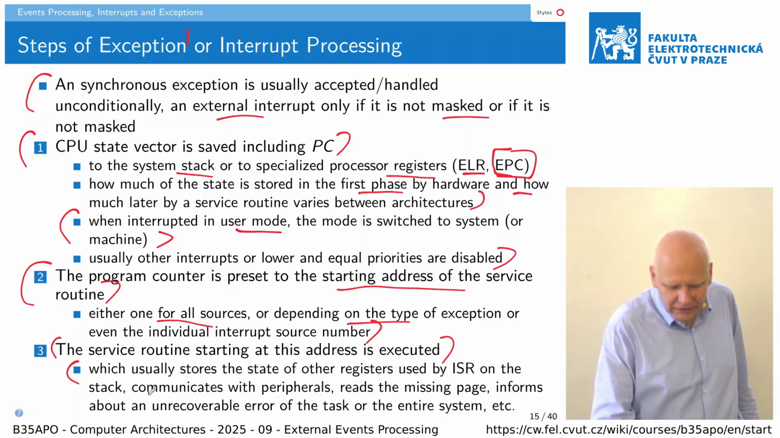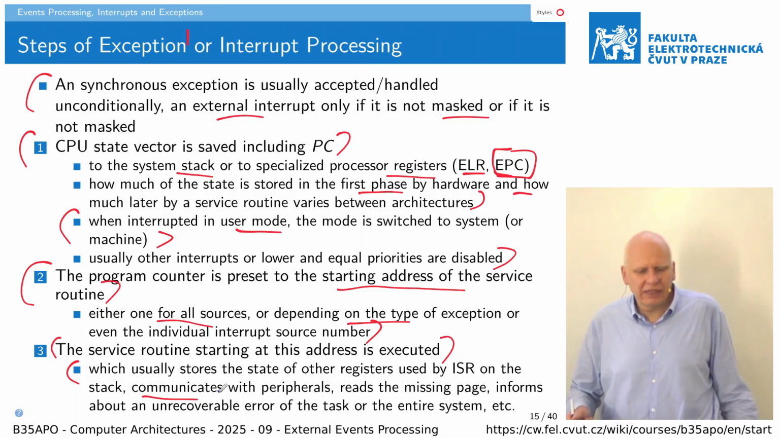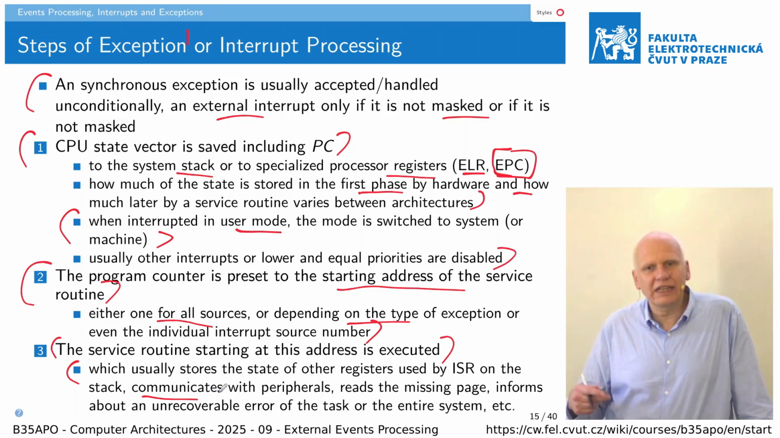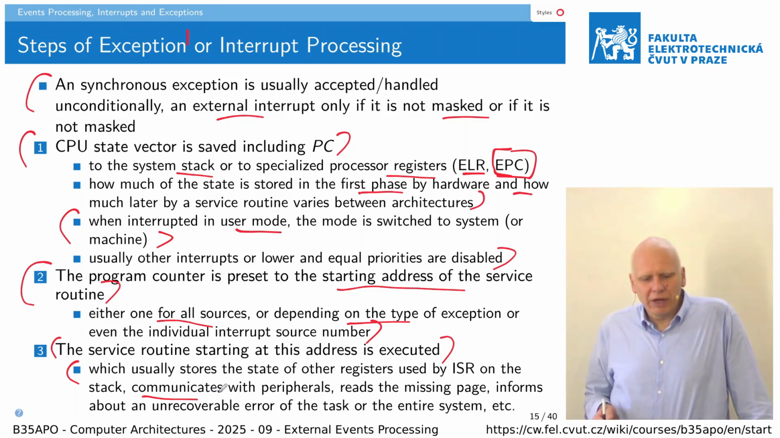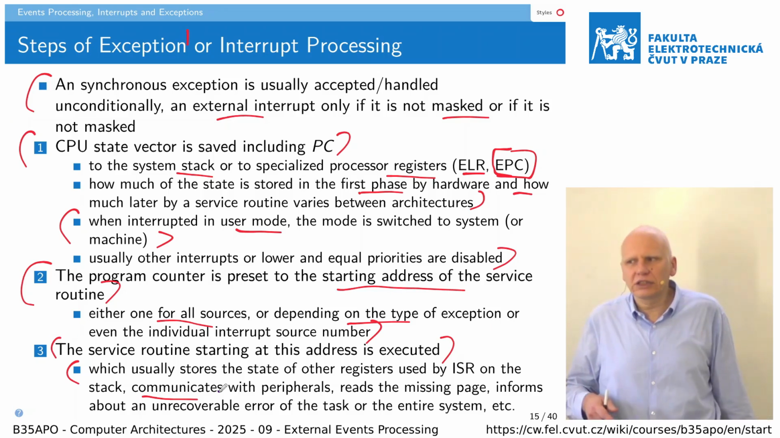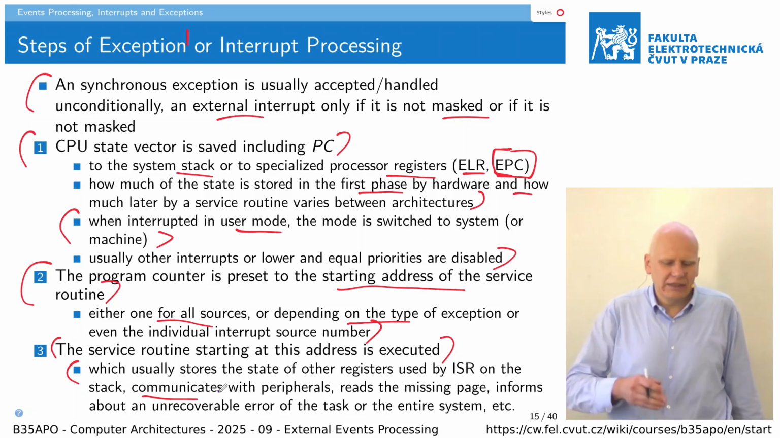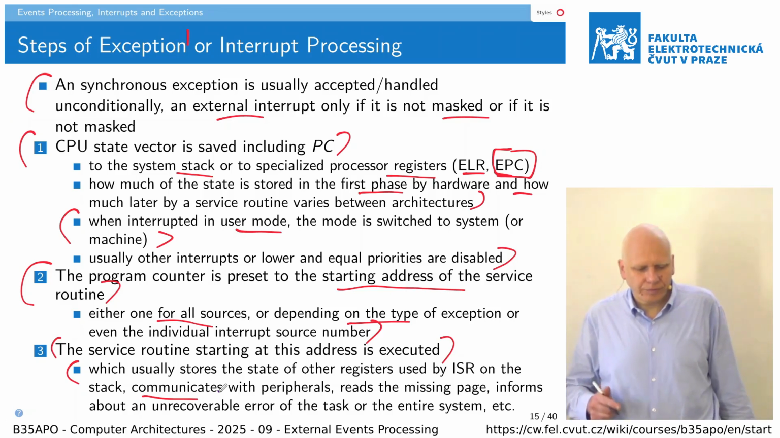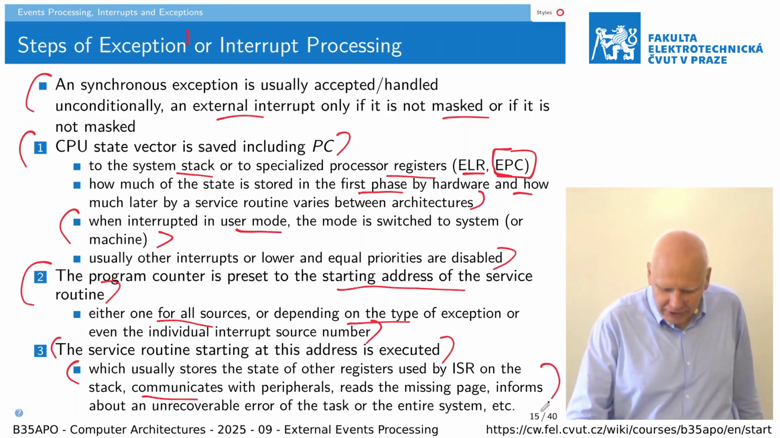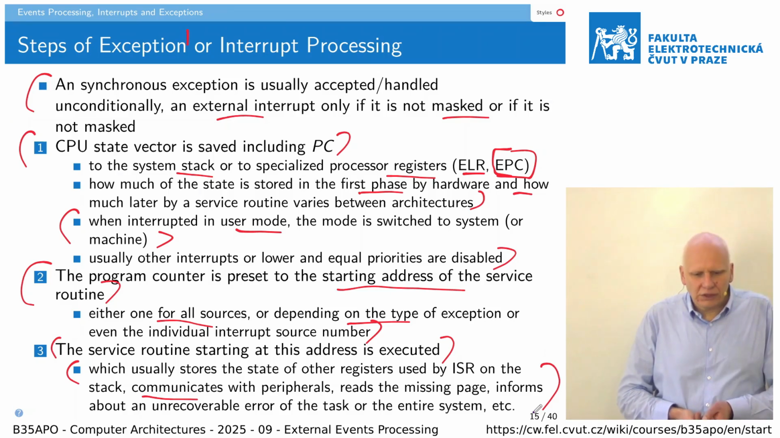And that routine communicates with peripherals. For example, it can read a missing page or initiate the reading. Then we can switch to some other task. And when the read of the page and its allocation is finished, then at that time we can again restart the previous task. So this is a responsibility of that exception handling routine.